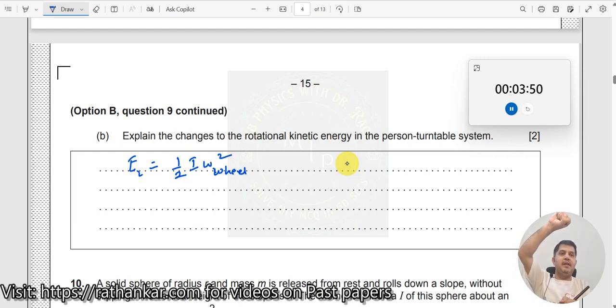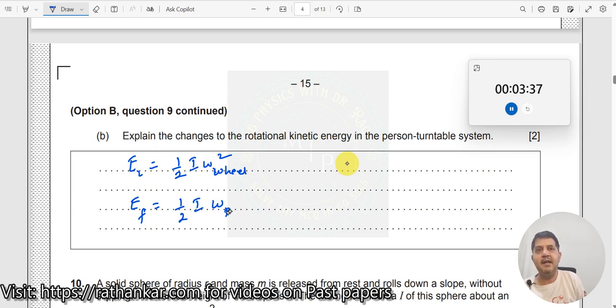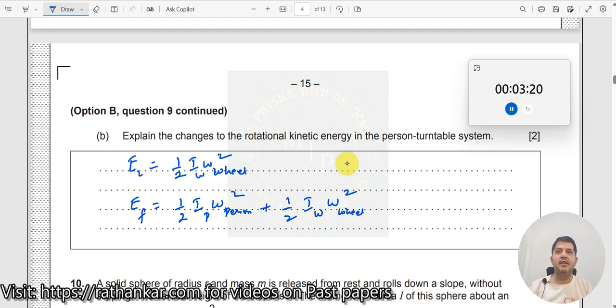Now, when he took the wheel and flipped it like this, what happens? He also starts rotating, and the wheel also starts rotating, right? So the final kinetic energy would be half I person omega person squared, plus half I wheel omega wheel squared. Now if you ask me, is energy being created because you flip the wheel?